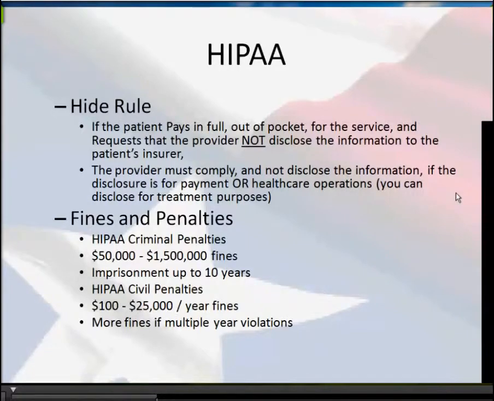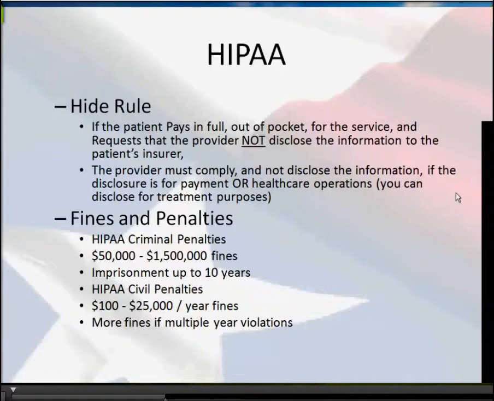Now there's something called the Hyde Rule that states that if a patient pays in full, out of pocket for the services rendered that day, and requests that the provider not disclose the information to the patient's insurer, the provider must comply and not disclose the information unless the information is for disclosures for payment or healthcare operations.